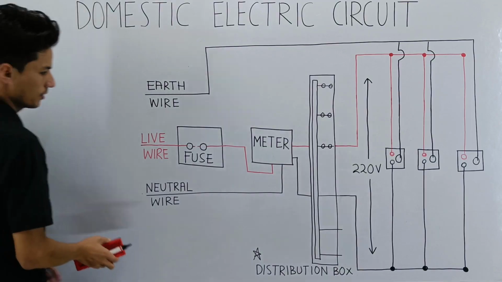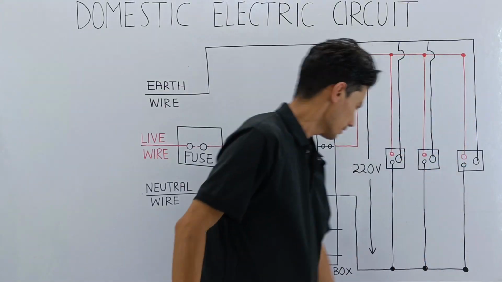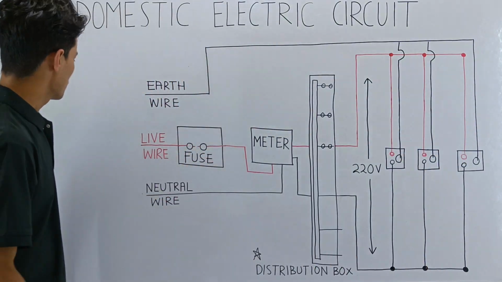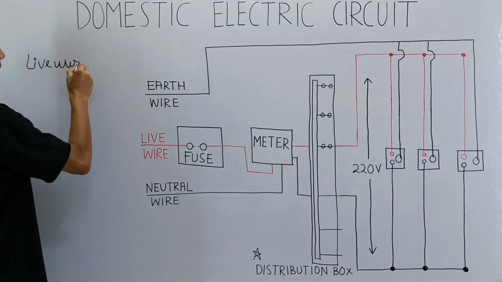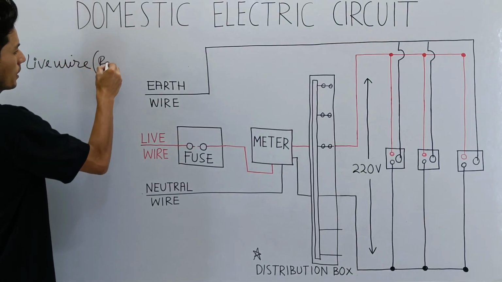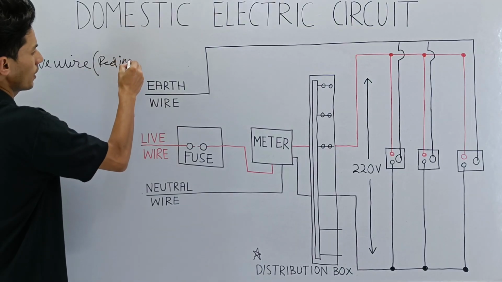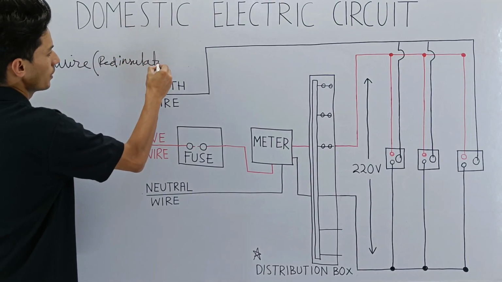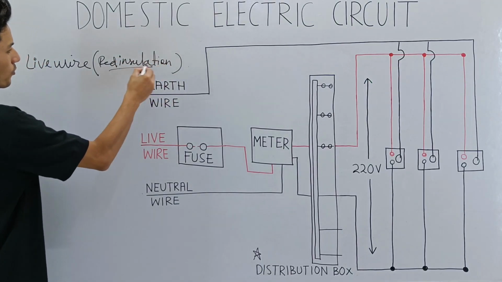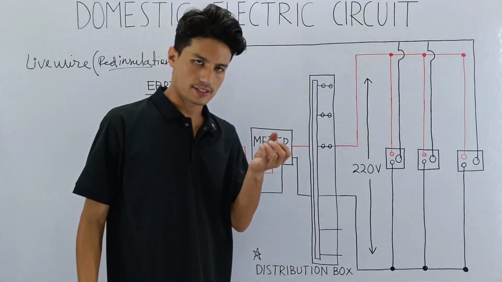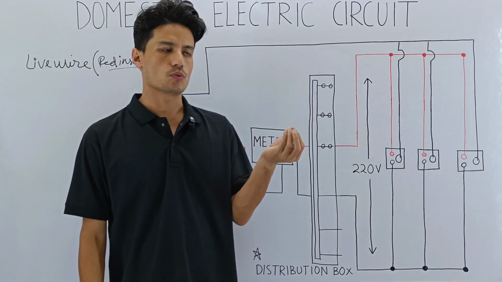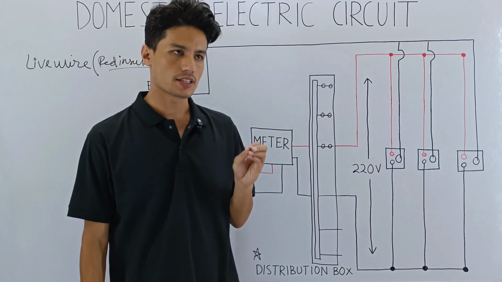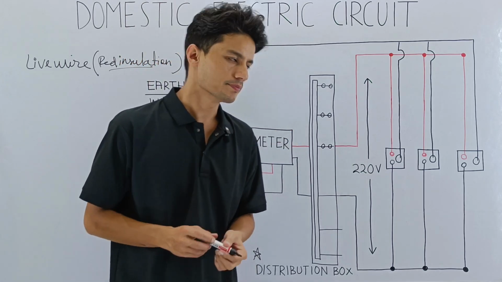So the live wire, how did I even forget? I drew it here, but I forgot. So the live wire gets a red insulation or a red cover. The outer covering of the live wire is red. So by default, the electrician will use red colored insulated wires. Okay, the insulation is the outer cover.